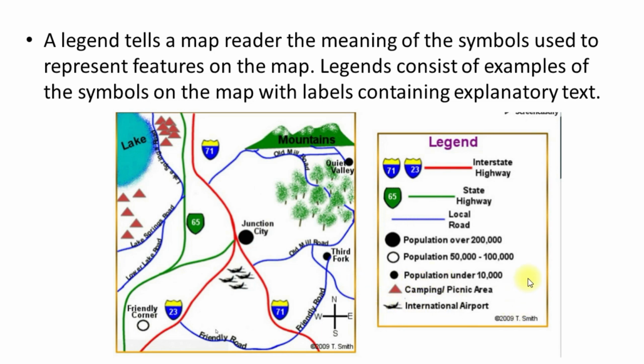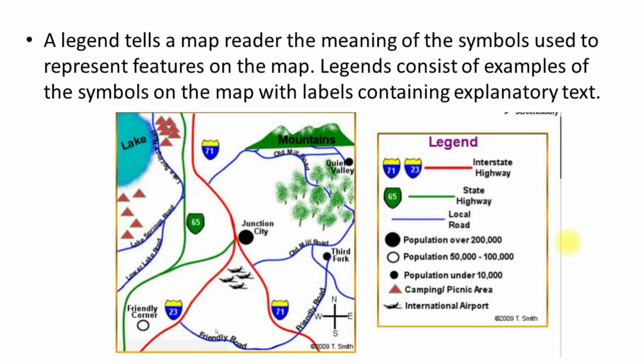Or again, I'm sorry, this was a mistake. Population under 100,000. These areas, right? These towns. And this triangle represents camping picnic areas, and this one is the international airport. So this is the legend of our map, and by reading the legend, another person can understand what your map is going to represent, what the user group of your map is, and what the purpose of your map is.